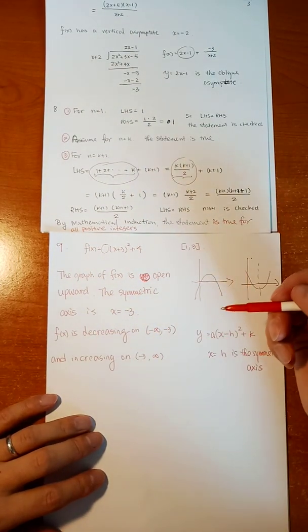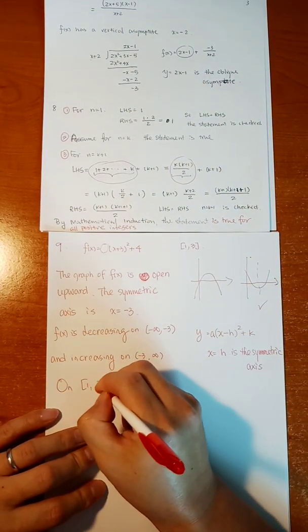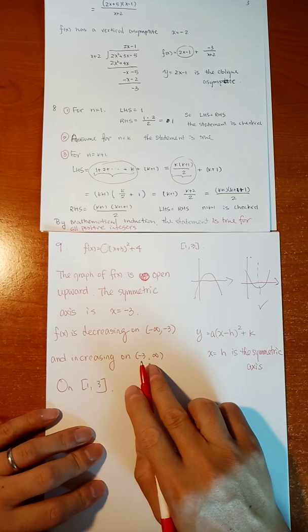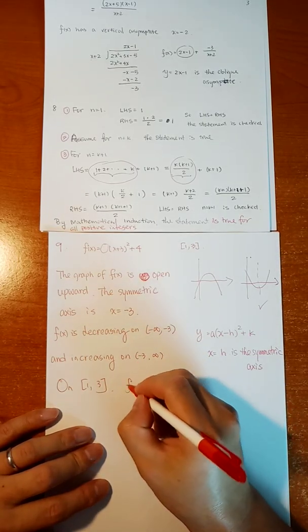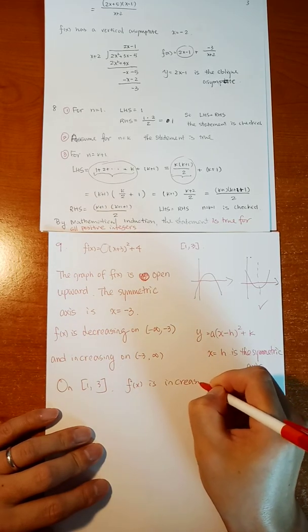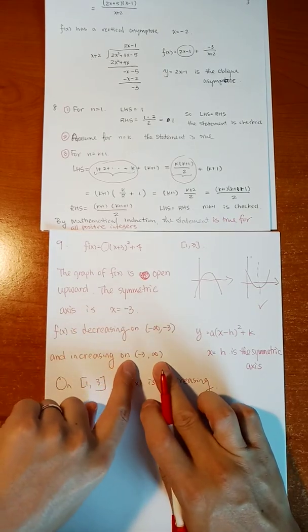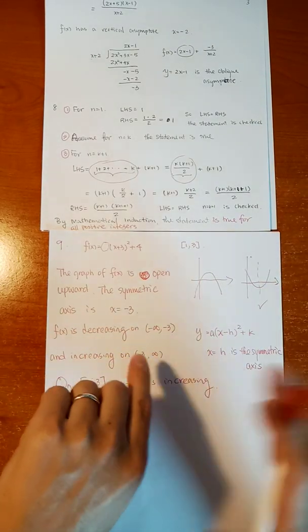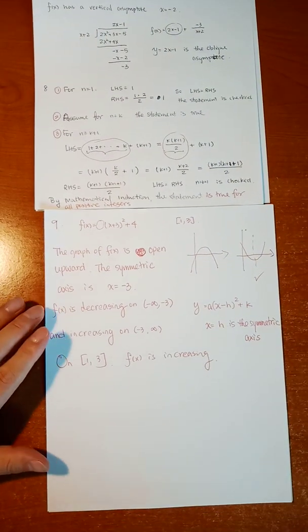And then on the interval [1, 3], you see this interval [1, 3] is exactly inside this part. So on [1, 3], f is increasing. This closed interval is totally contained in (-3, infinity). It's on the right hand side, so it's increasing. And that's it. That is problem 9.